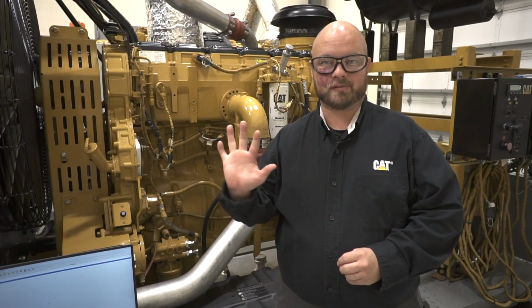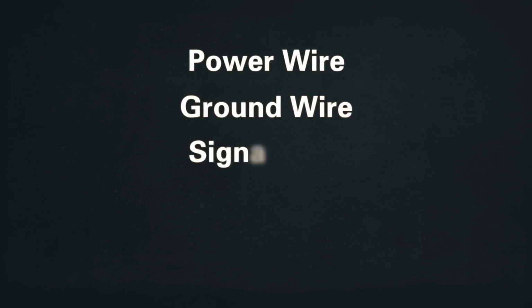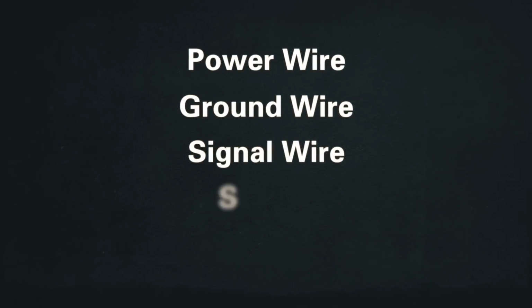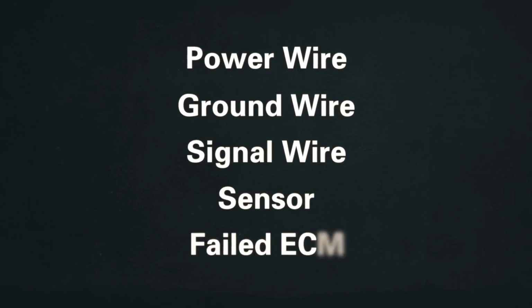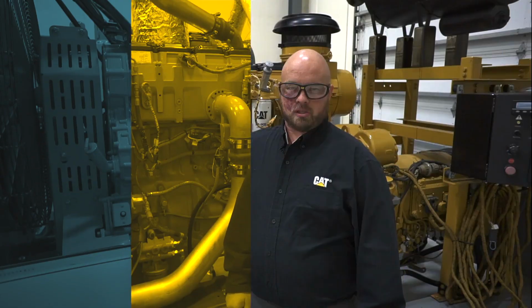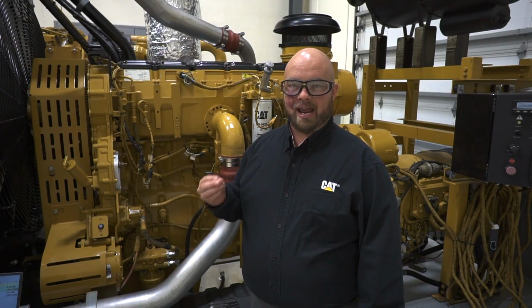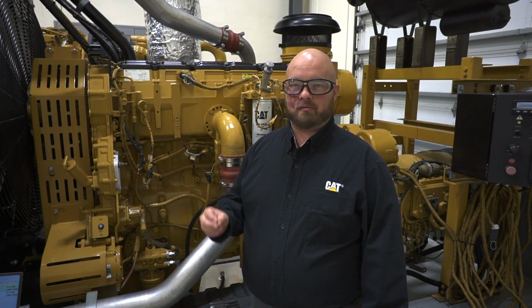We've got 5 suspects that could be the root cause of the problem. So it's kind of like we're playing detective here, right? What are the 5 suspects? The power wire to the sensor, the ground wire to the sensor, the signal wire from the sensor to the ECM. The sensor itself could be failed, or the least likely, the ECM has failed. So we're going to go through the troubleshooting steps here that are going to lead us to who's causing our actual root problem.